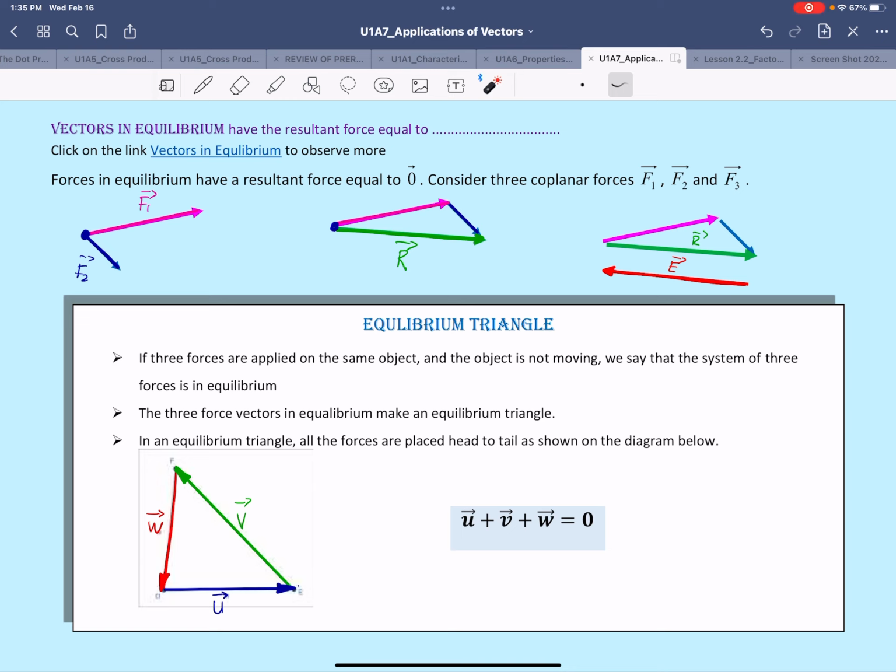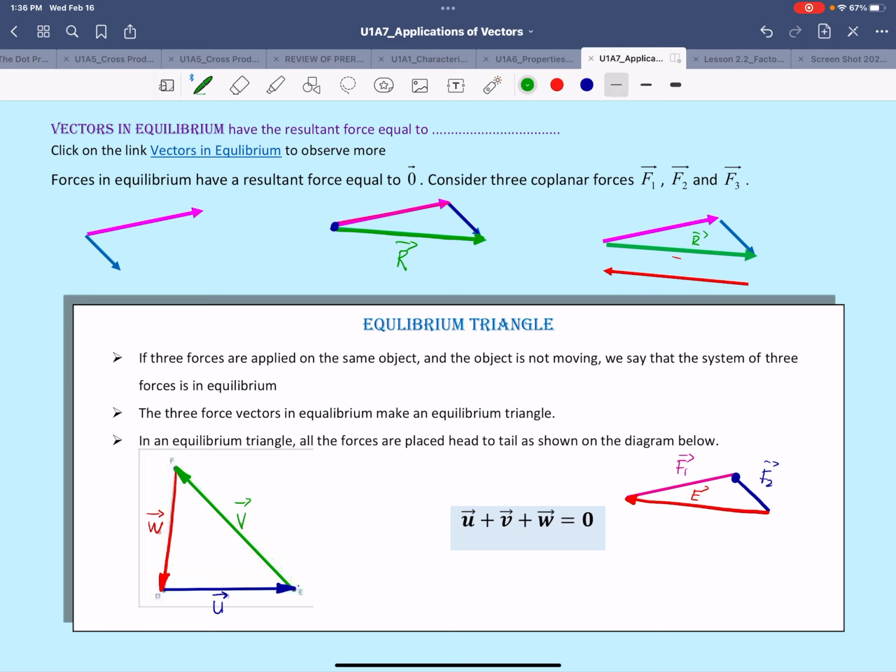Now, let's take a look at what it's going to look like if we put the forces F1, F2, and the equilibrium force together to form a triangle. Just making some rearrangements here. If you put the three forces together, F1, F2, and the equilibrium force, that means that the object will not move. We're going to say that the system is in equilibrium.